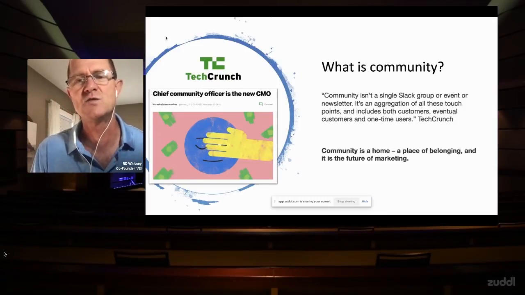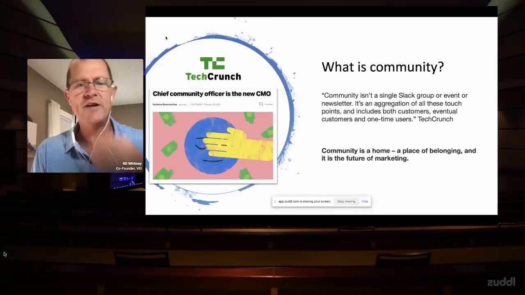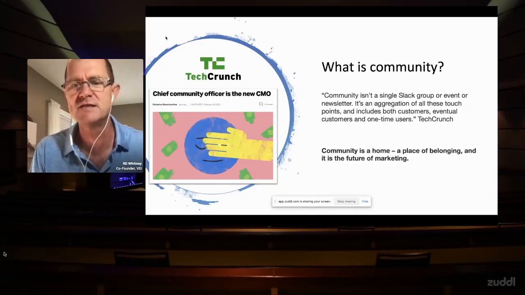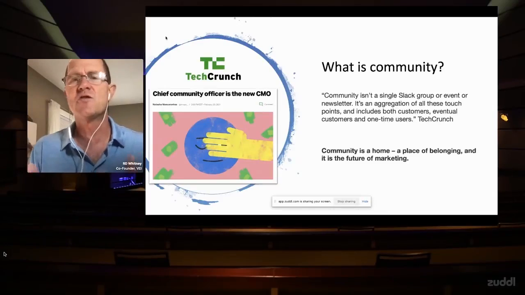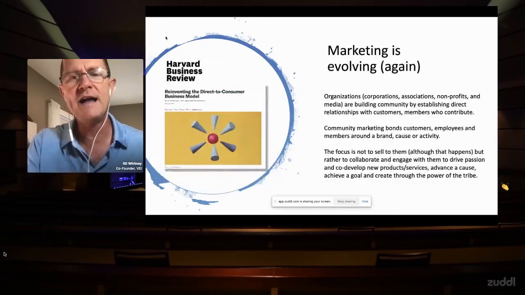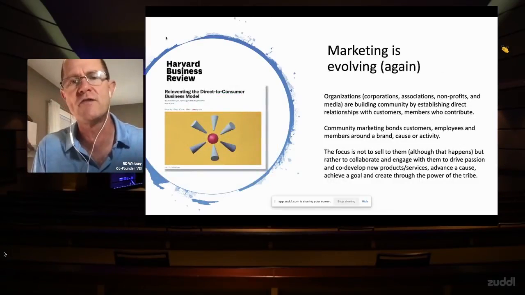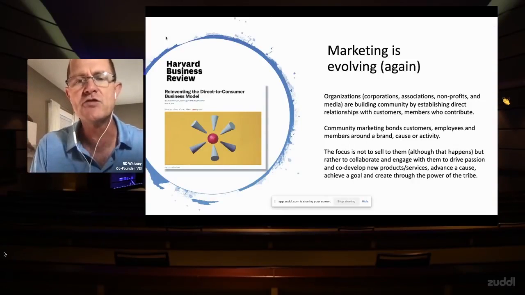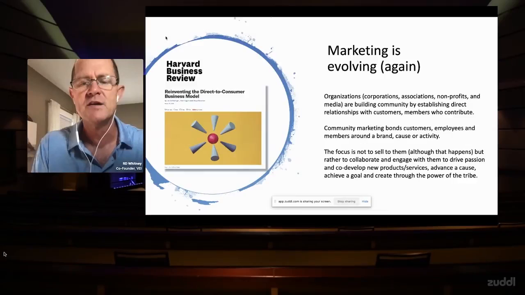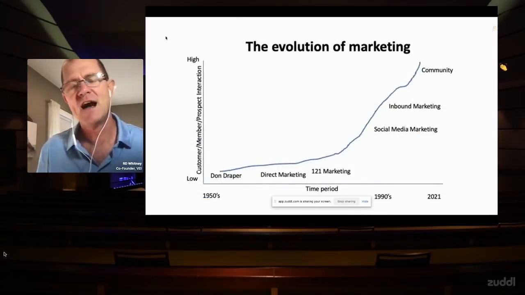And they had this definition here in quotes, and I just put it in bold here. My thoughts: a community is a home. It's a place of belonging, as we've talked, but it's the future of marketing as well. Why? Harvard Business Review also reinforced this about how corporations are going directly to the consumer through the community model. So community is the new form of marketing. I just sketched this.